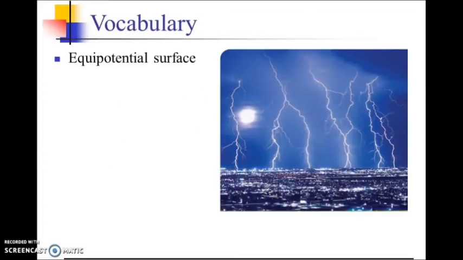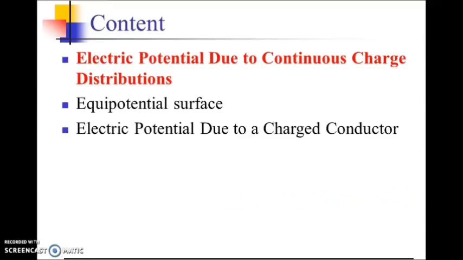One of the key vocabulary terms that you're going to learn today is the equipotential surface. So let's start with the topic electric potential due to a continuous charge distribution. Before we start discussing it, let's recall some of the basics that we learned from the previous lecture regarding the electric potential for a point charge.